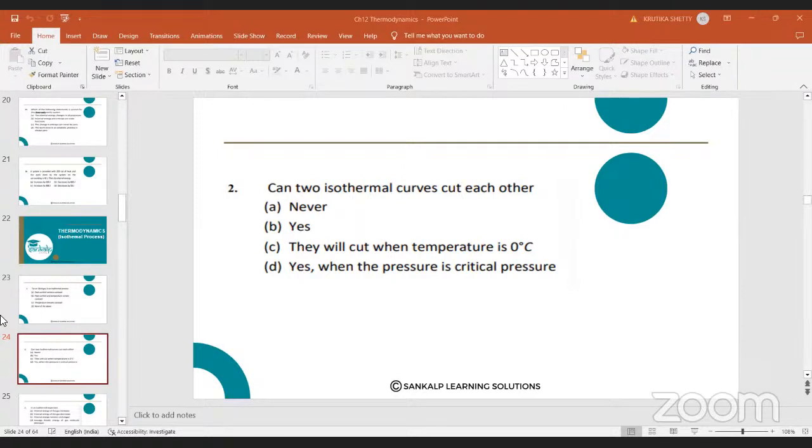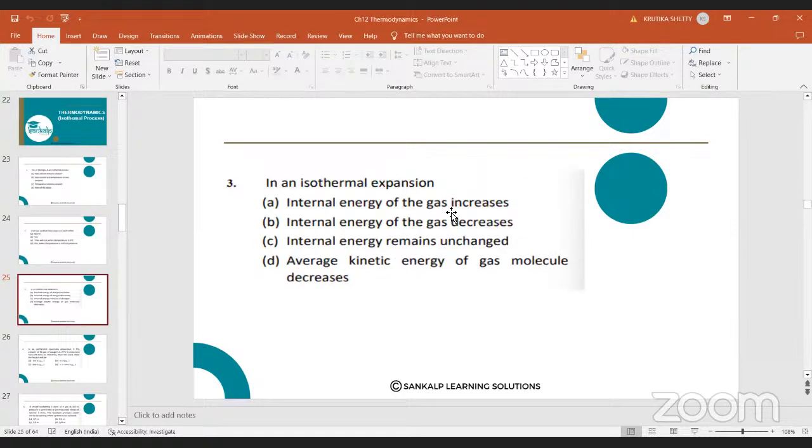Let us go for the next question. In an isothermal expansion, does the internal energy of the gas increase, decrease, or remain unchanged, or does the average kinetic energy of gas molecules decrease? In isothermal expansion the temperature remains constant, right? So it is option C, that is, internal energy remains unchanged as it is isothermal. Very good.